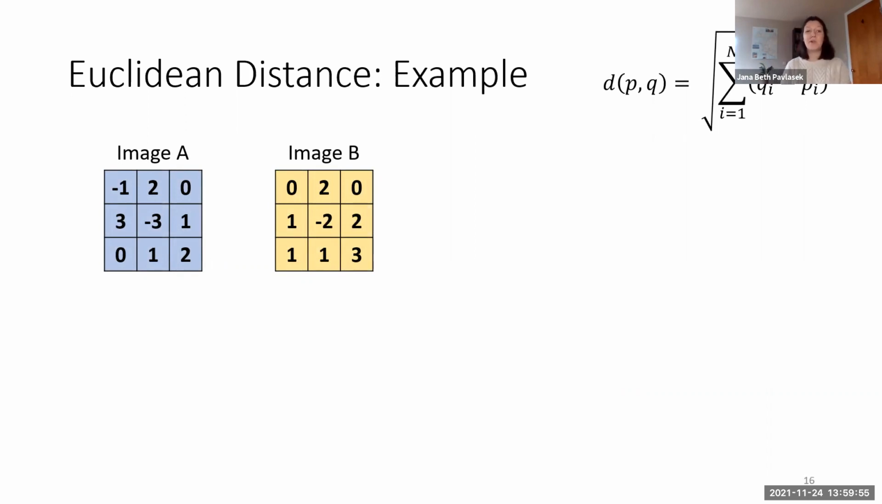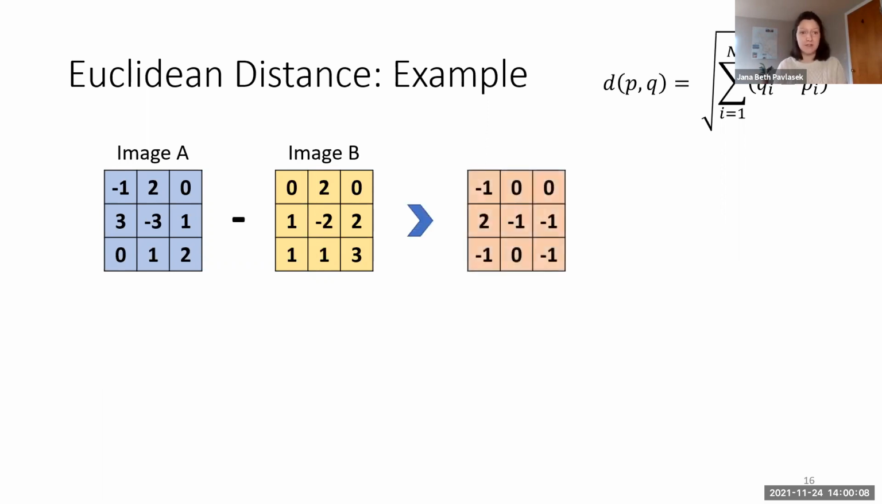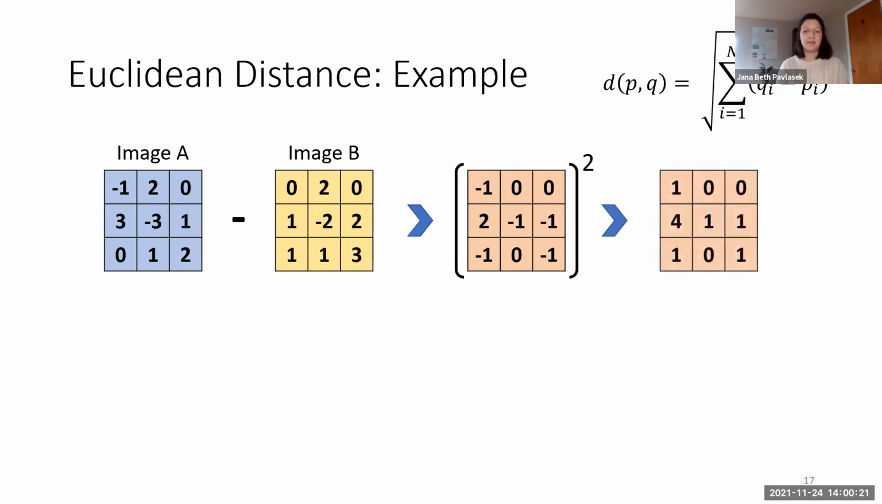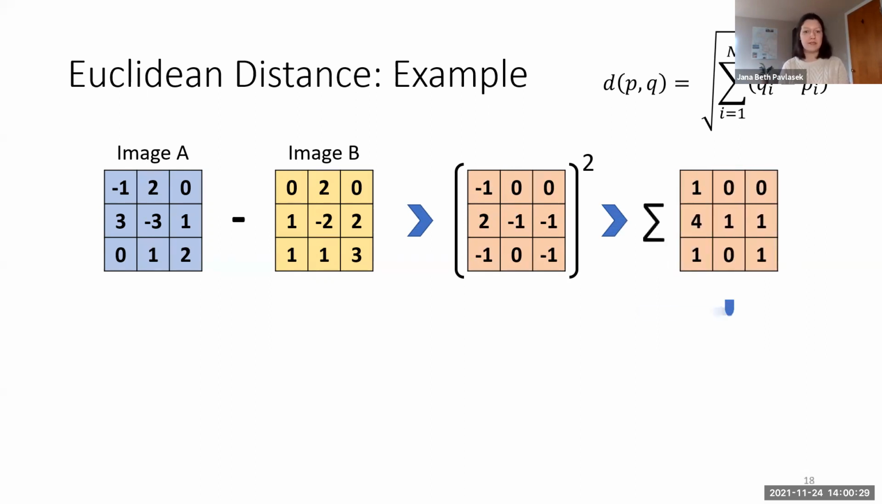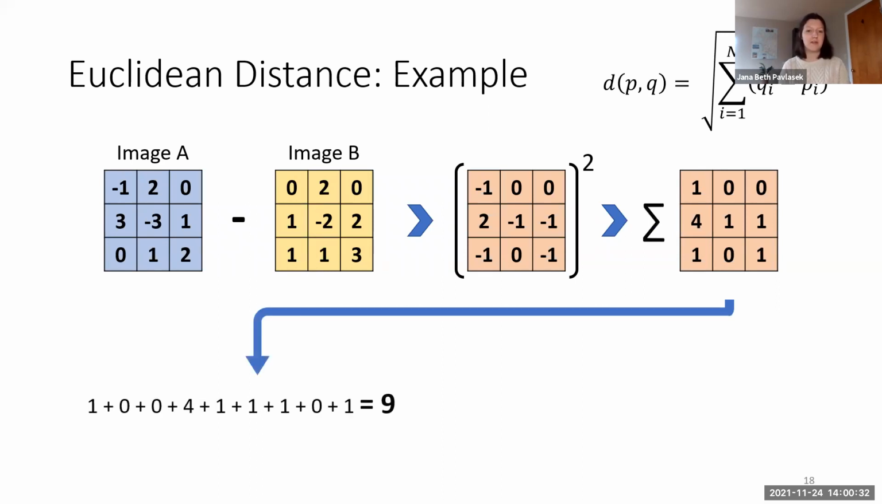So how would we define the Euclidean distance between these two images? These are tiny little 3 pixel by 3 pixel images. We'll first take the difference between each pixel, so each pixel in A subtracts the corresponding pixel in B. Next, we'll square all of those, which gives us a bunch of positive values, and then we sum them all up together. That gives us 9.